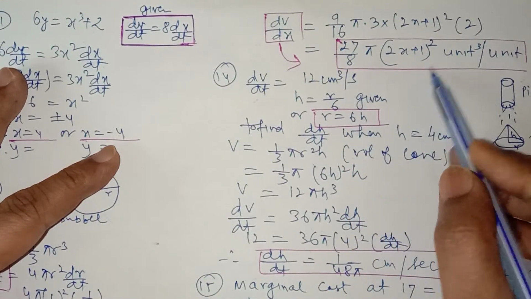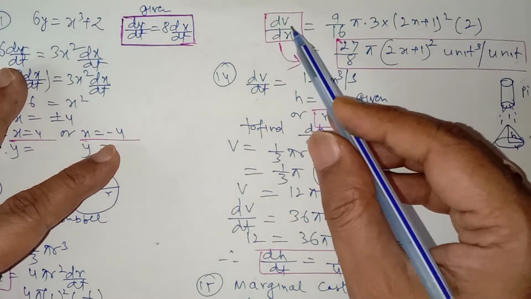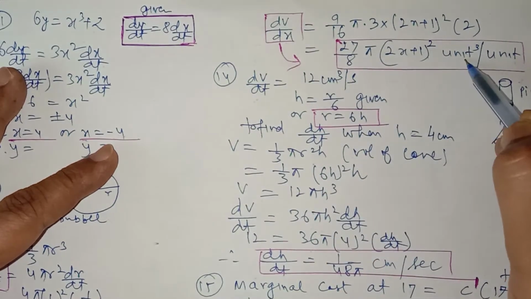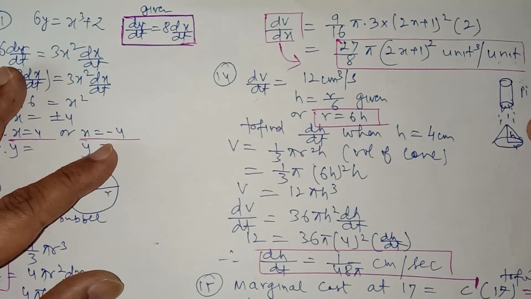So this is unit cube per unit. See it very carefully because the units are not given. So the rate of change of volume with respect to x will be this unit cube per unit. It can be centimeter cube per centimeter, meter cube per minute, like this, because the dimensions of the radius or diameter are not given.